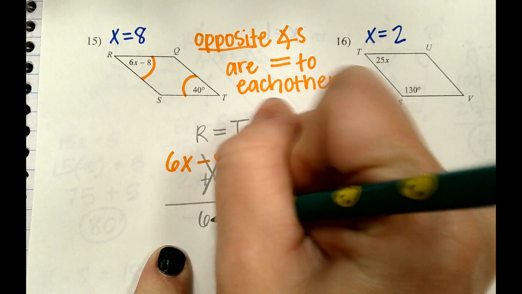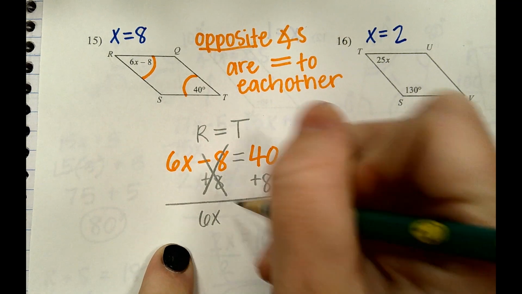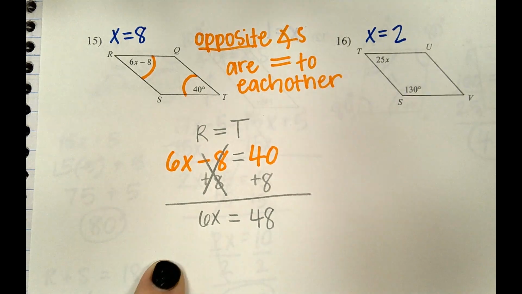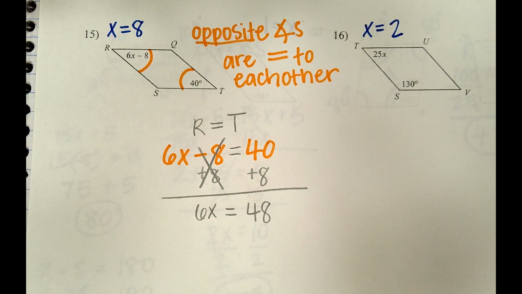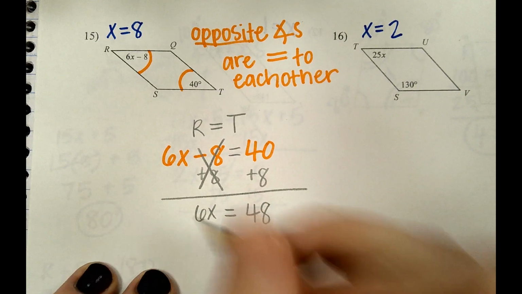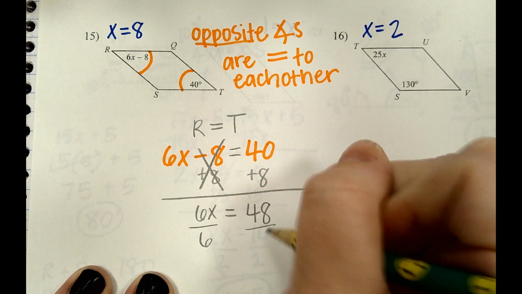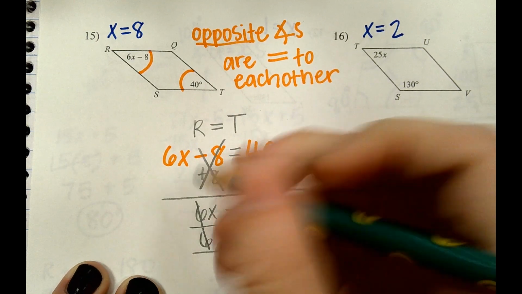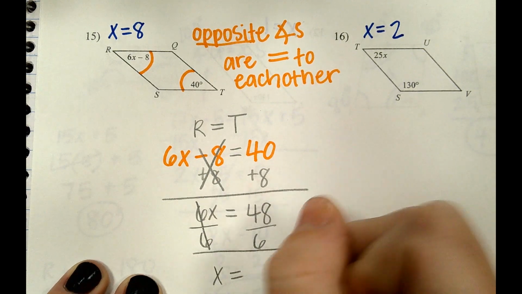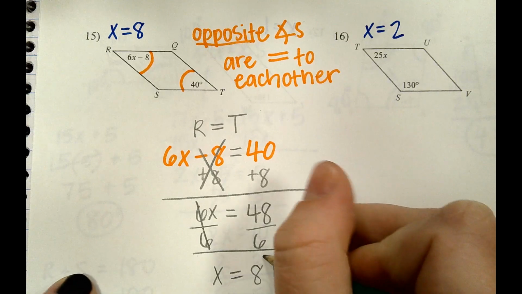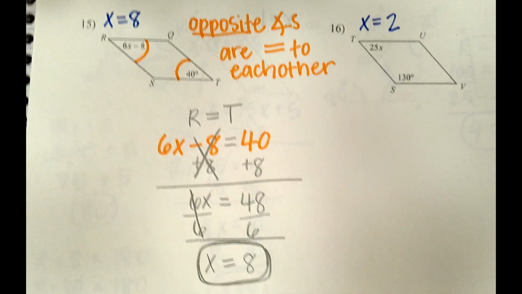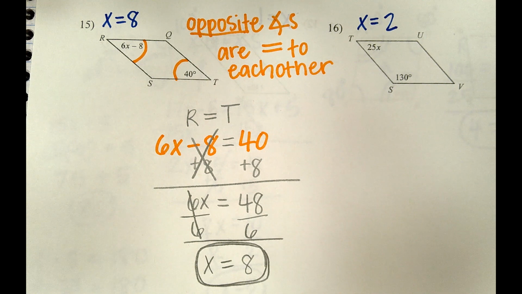Bring down 6x. Bring down equals. 40 plus 8 is 48. And then we just have that last step. We'll divide by 6. And we should get x equals 8. And 48 divided by 6 is 8. So we did it right. Okay. So there's your little review.